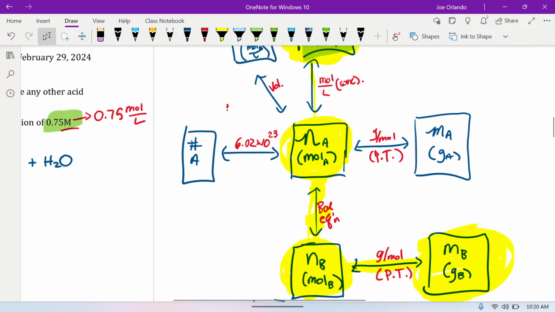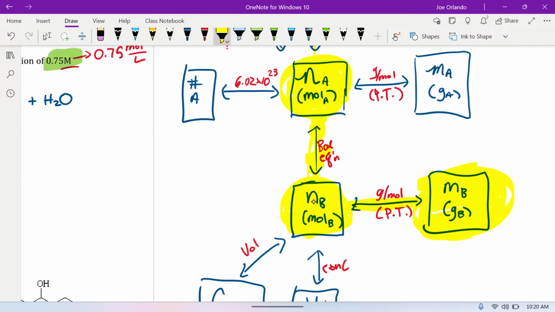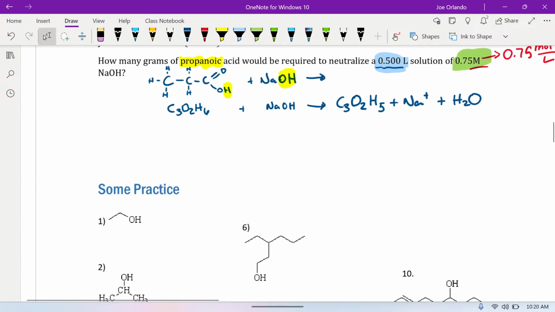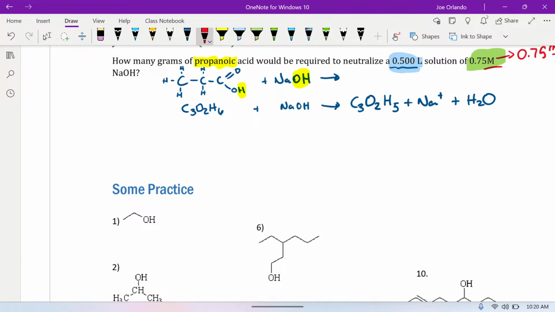And then the last thing we need is to go from moles of one thing to grams of something else. And we're going to need a molar mass of this. So I like to kind of find that in advance if I can. Saves me effort, right? So we need the molar mass of what? The propanoic acid? Okay, slow down. Though, you're right. Good job. What is the molar mass of C3H6O2?